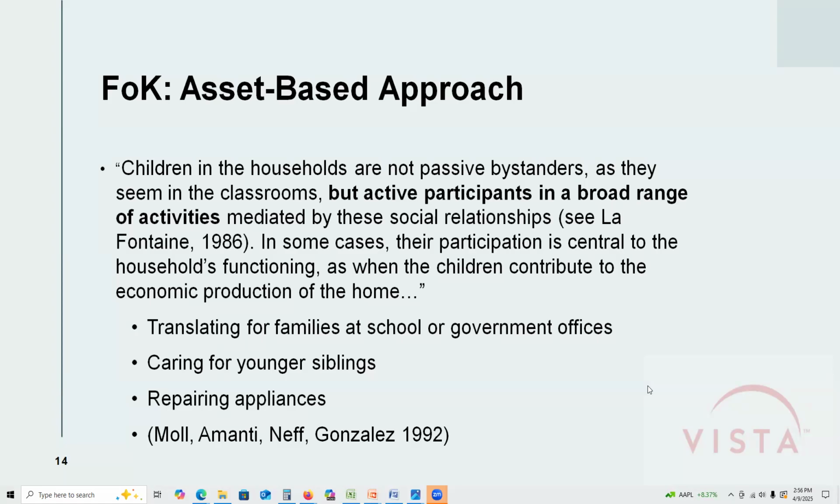My 6th grader followed his brother through surgery because he was the only one who spoke English. What an asset to the family to have him who could speak English.